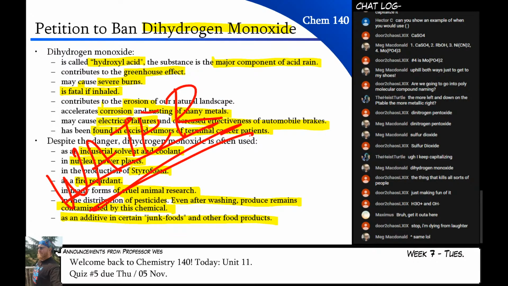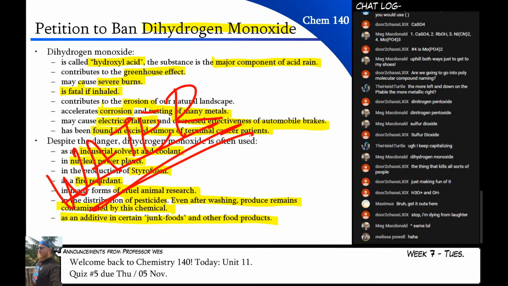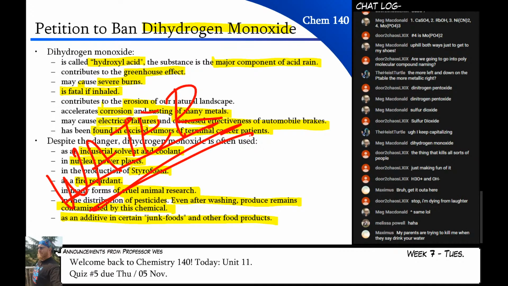Yeah, if you breathe it, you will die. It's called drowning. Don't breathe water. Don't do it. Not recommended. So, all of these things are true. Yes, every single person who's had cancer has water in them because you need water to survive. It's important. In fact, I'm taking a drink of it right now. Nuclear power plants. Delicious.